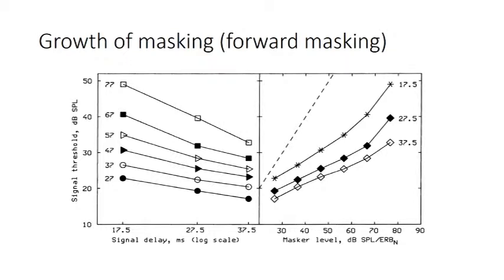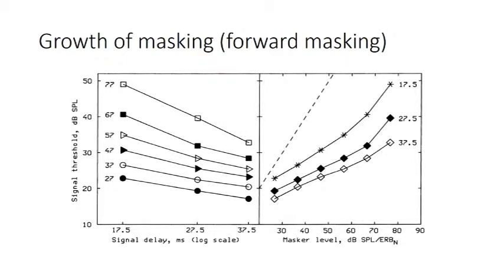Now, finally, we are looking at the right panel. Now we look at the signal threshold, which is the amount of masking. The Y-axis is amount of masking. The X-axis is masker level. As we just said, as we change the masker level, how the masking grows. That is shown here.